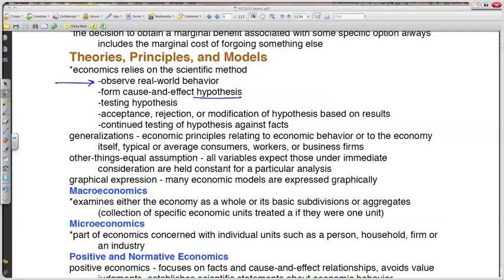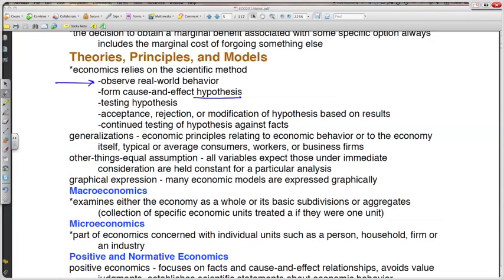Generalizations: economic principles relating to economic behavior, to the economy itself, usually like average consumers, workers, business firms. We generalize things so that it's easier for us to talk about it, to come up with an idea about it. The other things equal assumption. Remember, we talked about this a little bit earlier. All variables except those under immediate consideration, the variables at which we're trying to measure that type of relationship, everything else is going to be held constant so that we can just focus straight on the relationship between those two variables. And then the graphical expression, that's just taking that relationship and making it into a graph so it's easier for us to see and understand.